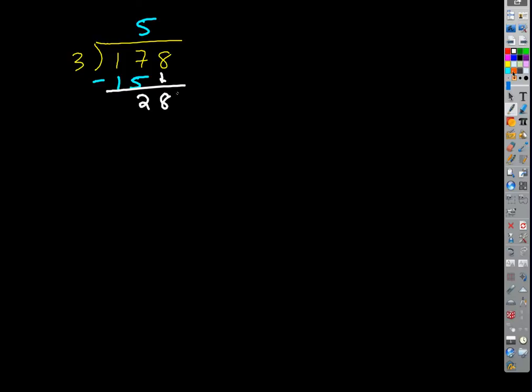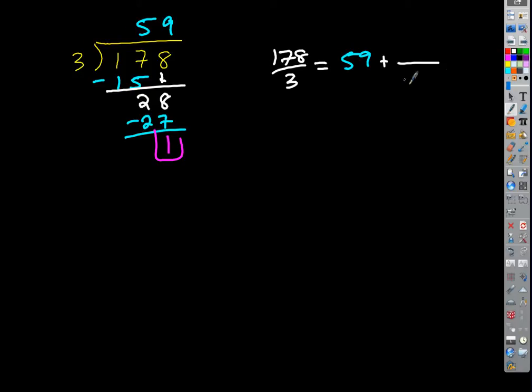3 goes into 28 9 times. 9 times 3 is, and what do I get? And that's my remainder, isn't it, right? So the answer is 178 over 3 equals 59 plus what? 1 over 3. Okay, that's it. No big deal. So now, the goal for today.